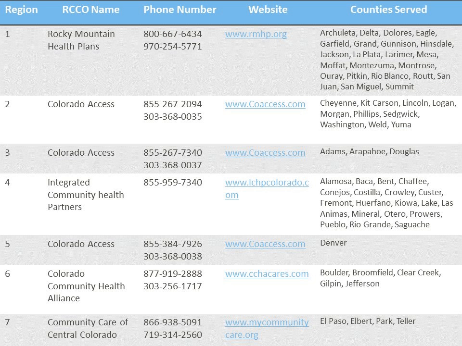So again, we're going to just repeat, this is the RICO contact information slide. You can see, locate your county on the right-hand side if you don't already know what RICO you're in. And if you have any other questions, we encourage you to contact your RICO and start working together with them.